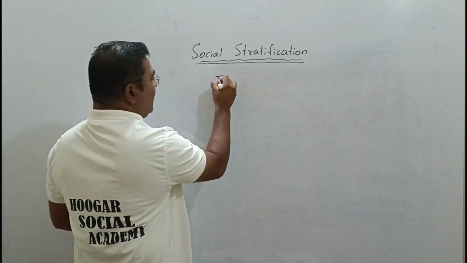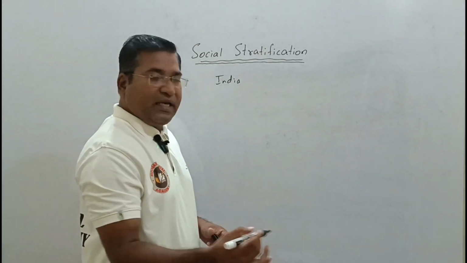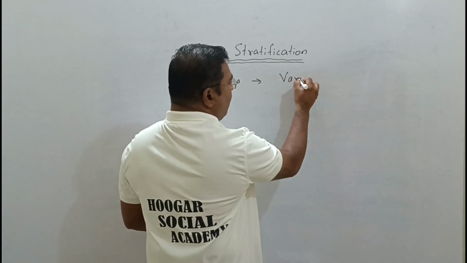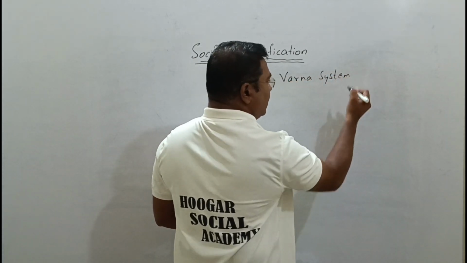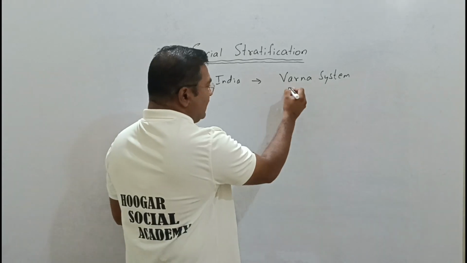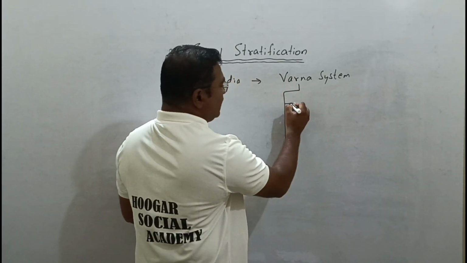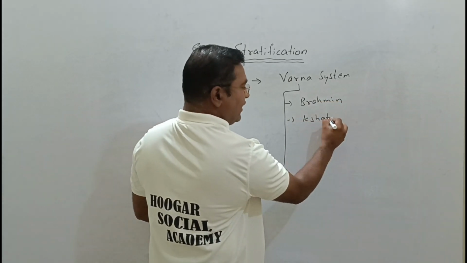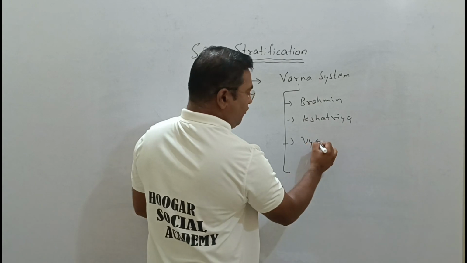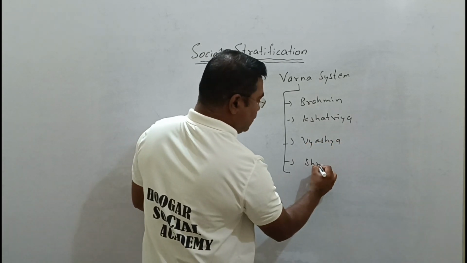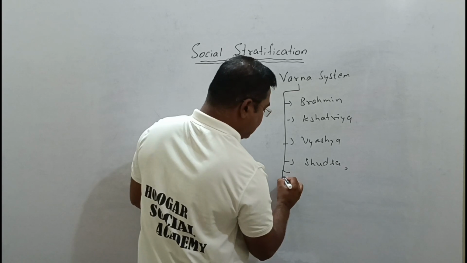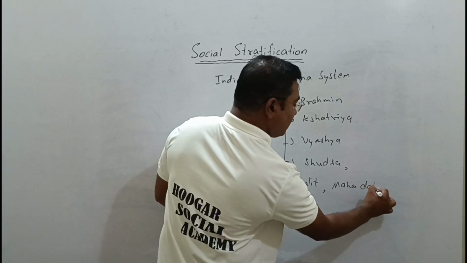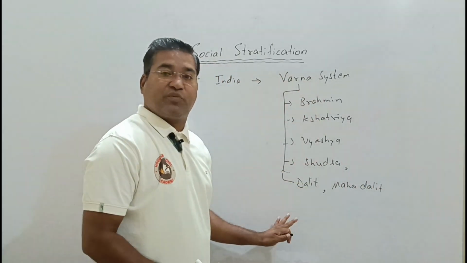If we talk about India, centuries back in this country, the Varna system was being followed. This Varna system was further classified into Brahmin, Kshatriya, Vaishya, Shudra, then Dalit, then Mahadalit. In this form, the system was there.